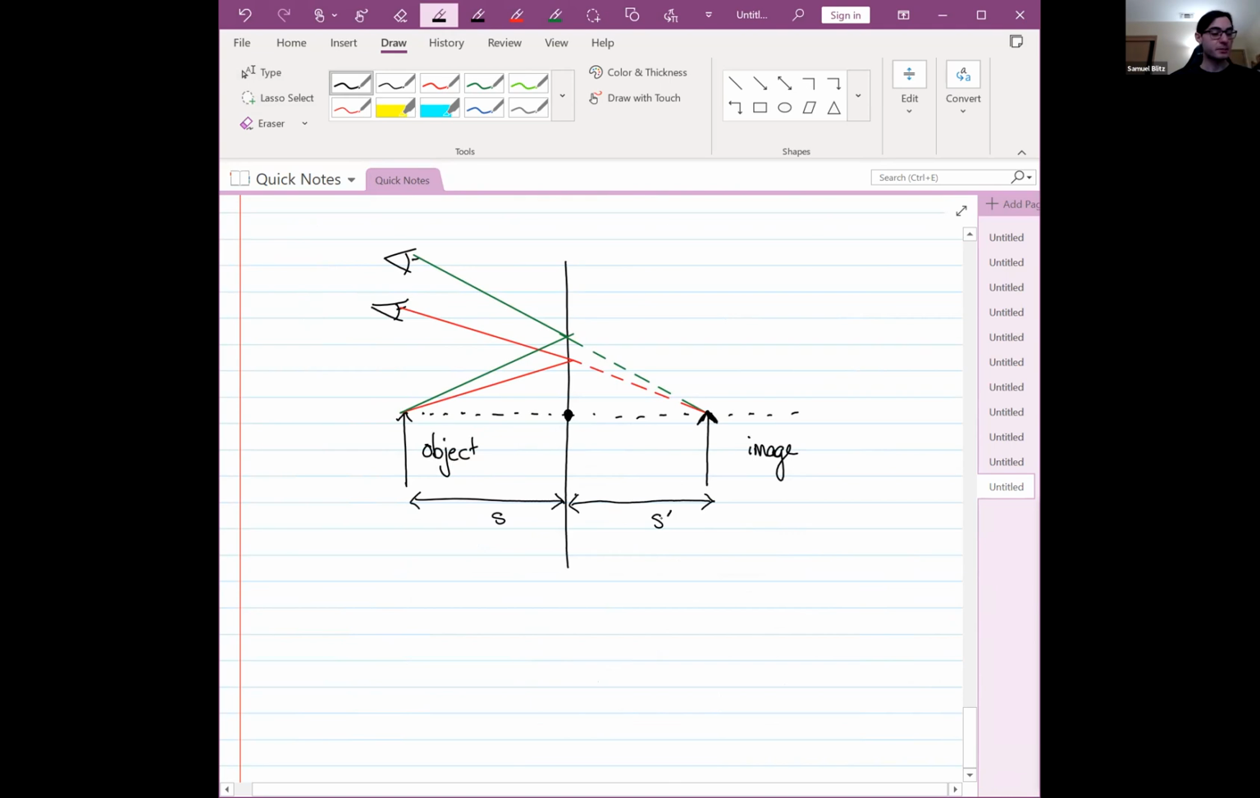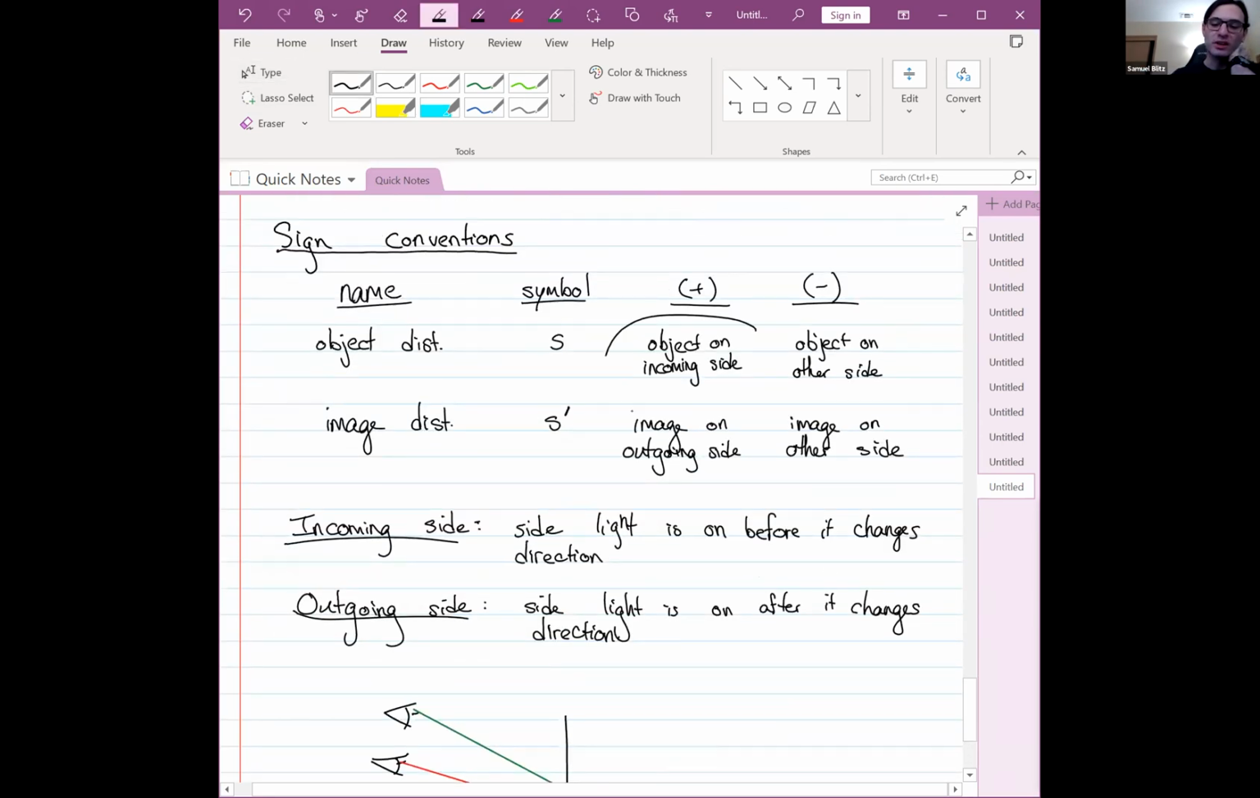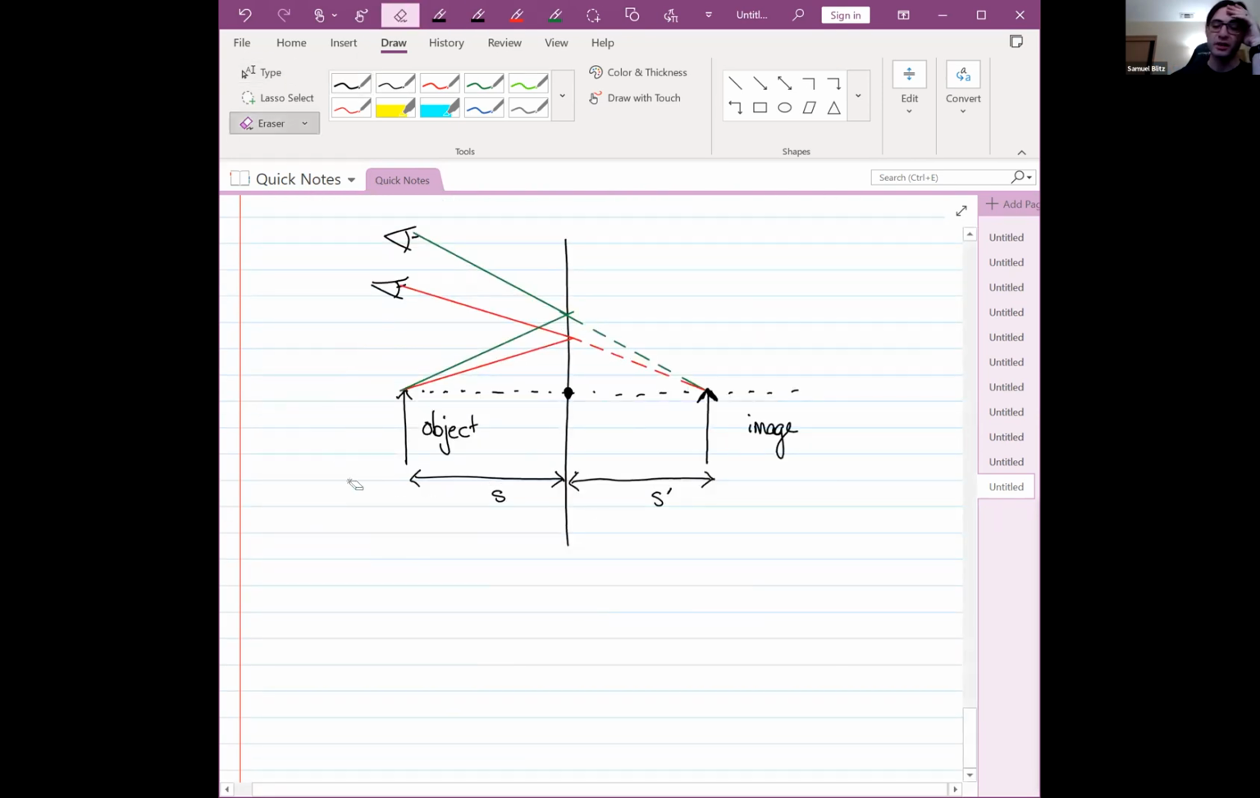So in this case, from our sign conventions, well, let's look. So when is S positive? S is positive when the object is on the incoming side. Well, the object is on the incoming side. So in this case, we have that S is positive.